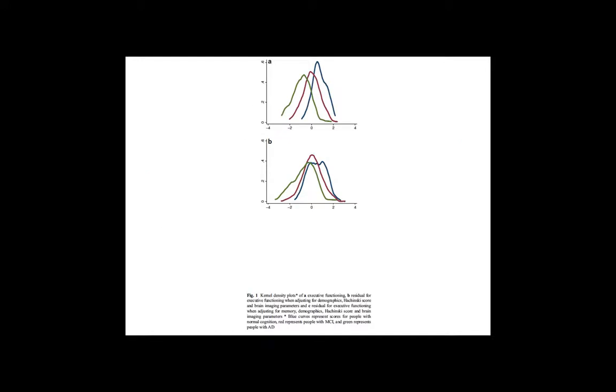So this is a graph from that paper where the top one shows you kernel density plots of executive functioning across people who have, let's see, the blue is people with normal cognition, the red is people with MCI, and the green is people with Alzheimer's disease. Not surprisingly, there's a strong relationship between which of those groups you're in and your executive functioning score.